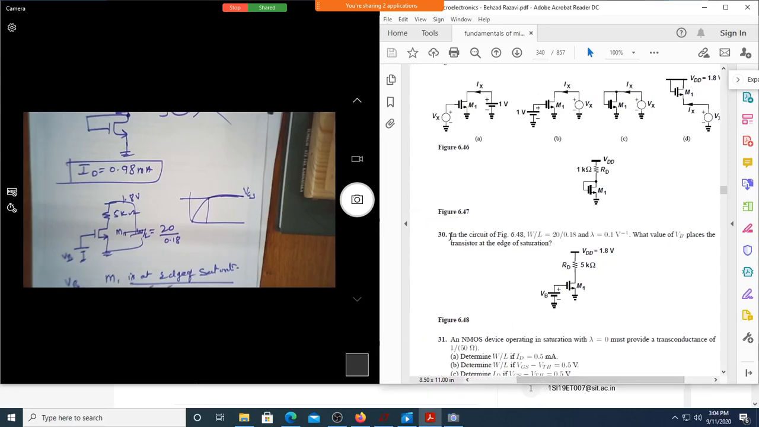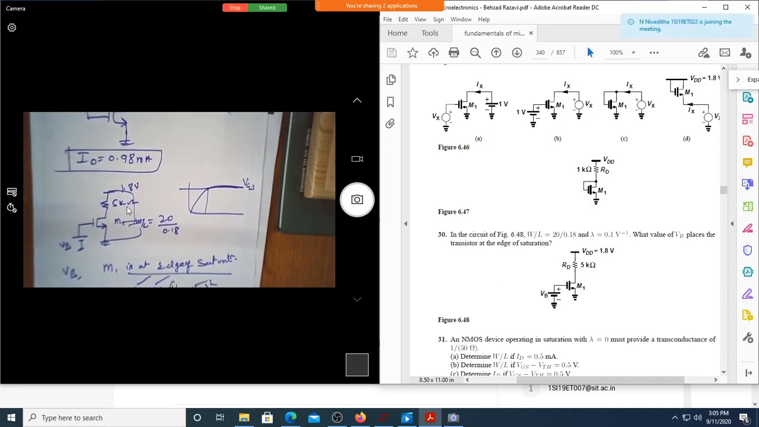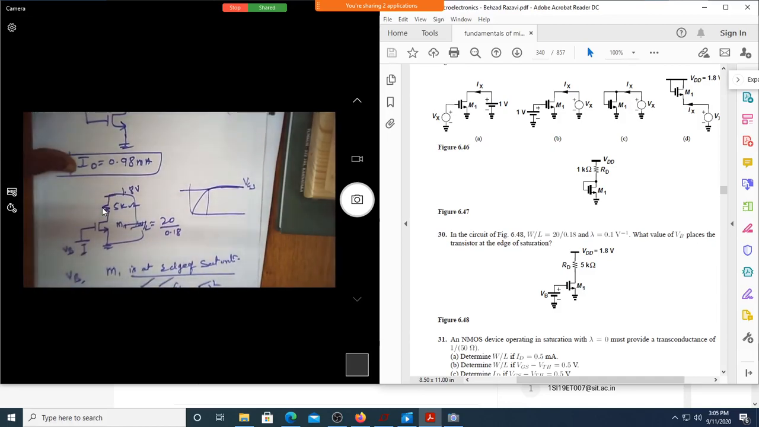The 30th, no? Yes, sir. In the figure 6.48 with W equal to 20 divided by 0.18 with lambda equal to 0, what value of VB? VB is actually, B stands for bias voltage here. VB places the transistor at the edge of saturation. We are supposed to find the value of VB such that it is at the verge of saturation. So at the verge of saturation, what may be the voltage across this transistor, this MOSFET?